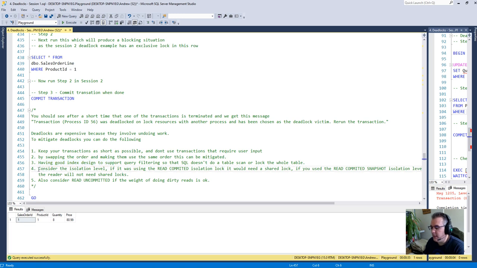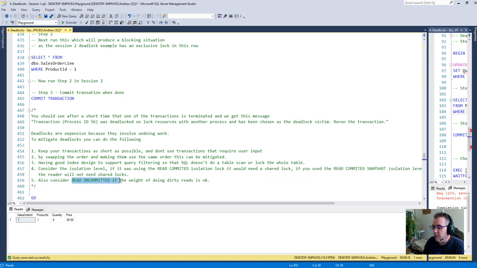You want to seek in and out, be fast, get the data you want, and get out of there. Don't lock it longer than it needs to. Also consider the isolation level. If it was using the read committed isolation level, it would need a shared lock. If you were to use the read committed snapshot isolation level, the reader will not need a shared lock because it does the copy in tempdb. So this could be a good solution. If your reads are slow because you're locking, maybe it's worthwhile turning on read committed snapshot.